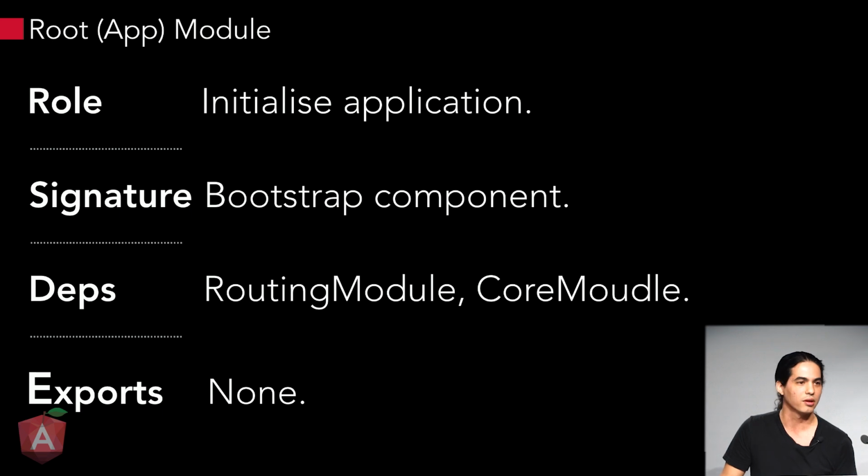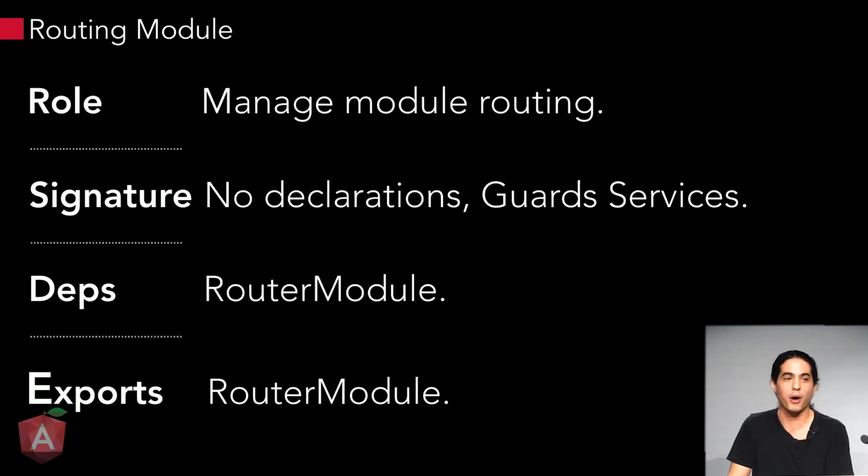So the app module has only one role: to initialize our app, and basically that's it. It doesn't need to export anything. It shouldn't depend on anything except a core module and maybe a routing module. And its signature is basically one component you need to bootstrap, and that's it. If your app component is doing more things than what's written, you probably need to refactor it. Probably.